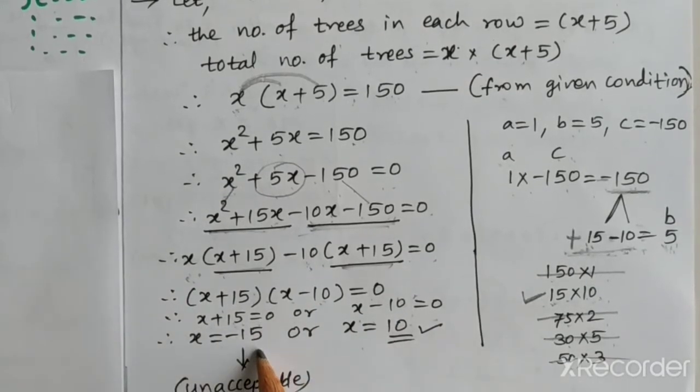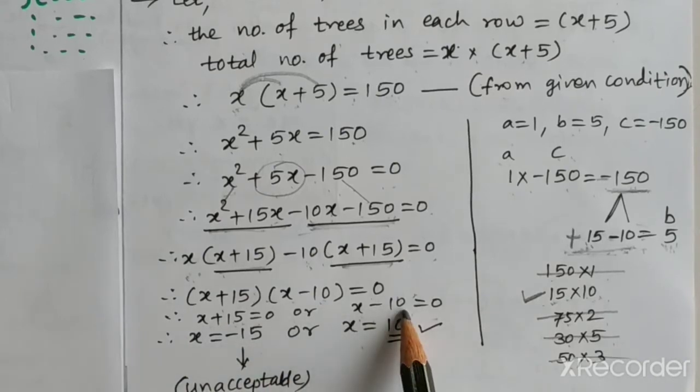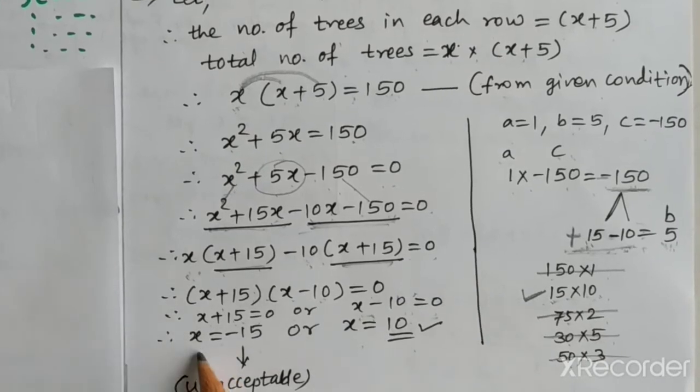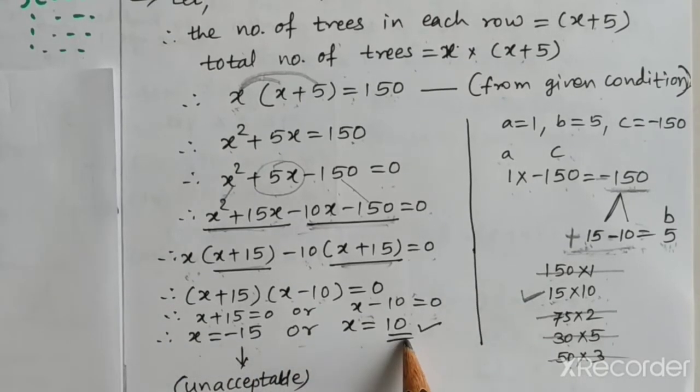X is equal to minus 15. And here x minus 10 is equal to 0. Take this minus 10 to the right hand side, it becomes plus. So x is equal to minus 15 or x is equal to 10.